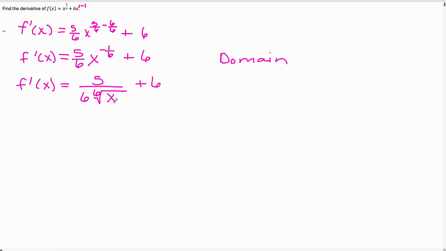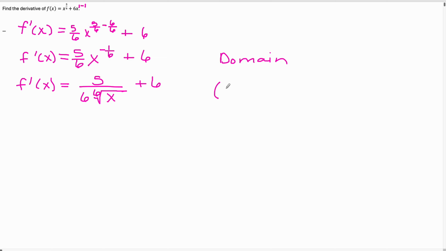And now in order to get the domain, we need to figure out what values would not be permitted for x. So we know this is an even power, that we have the 6 is an even number. So the 6th root, we know that we cannot have a negative number under the root, so x cannot be negative. Additionally, x cannot be 0, because 0 times 6 is 0, and we can't have 0 in the denominator.